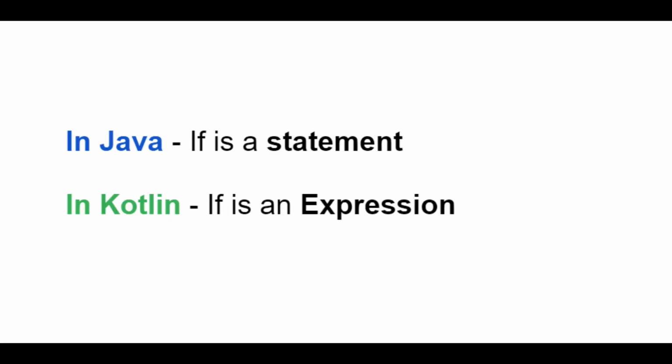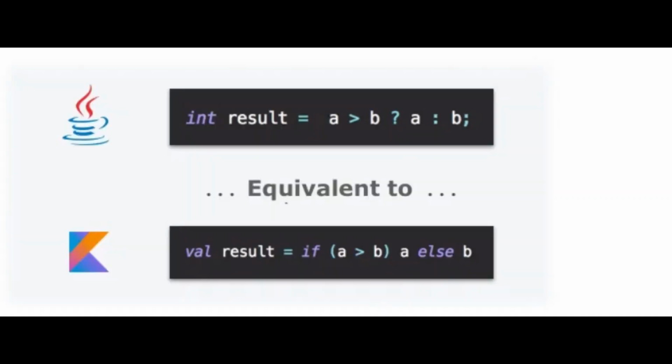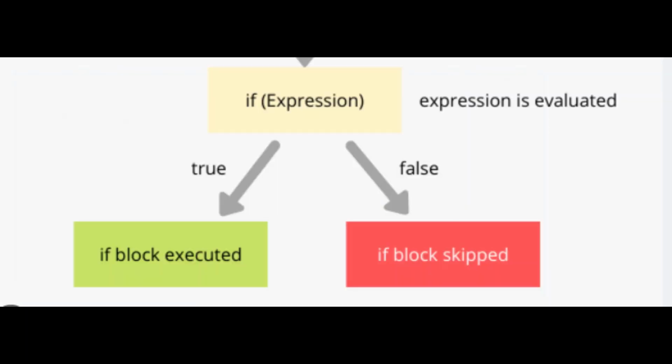Let's discuss Kotlin if expression. In Java, if is a statement, but in Kotlin, if is an expression. It is called an expression because it compares the values of two variables and returns the maximum value. Therefore, in Kotlin, there is no ternary operator because it is replaced by if expression. The syntax of if is: if, then condition, else condition not met.